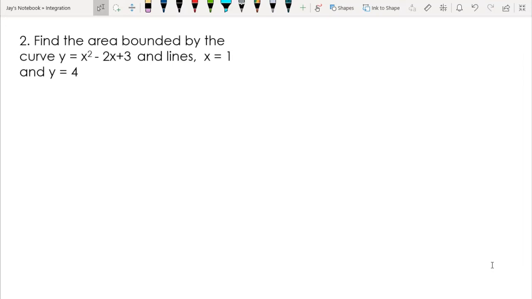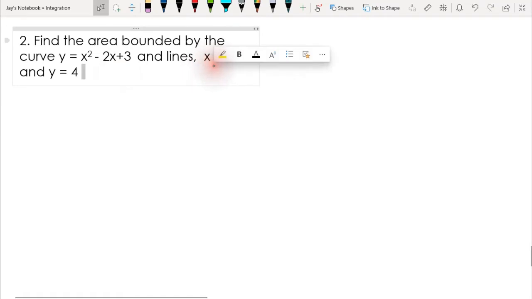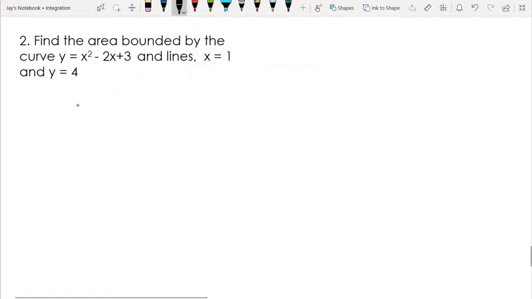And then we have our new example, that is, find the area bounded by the curve y is equal to x squared minus 2x plus 3 and lines x equal to 1 and y is equal to 4. Again, the first thing we do here is, of course, to plot our equations in the Cartesian plane. But we need to compute first the coordinate of the vertex of our parabolic curve y is equal to x squared minus 2x plus 3.